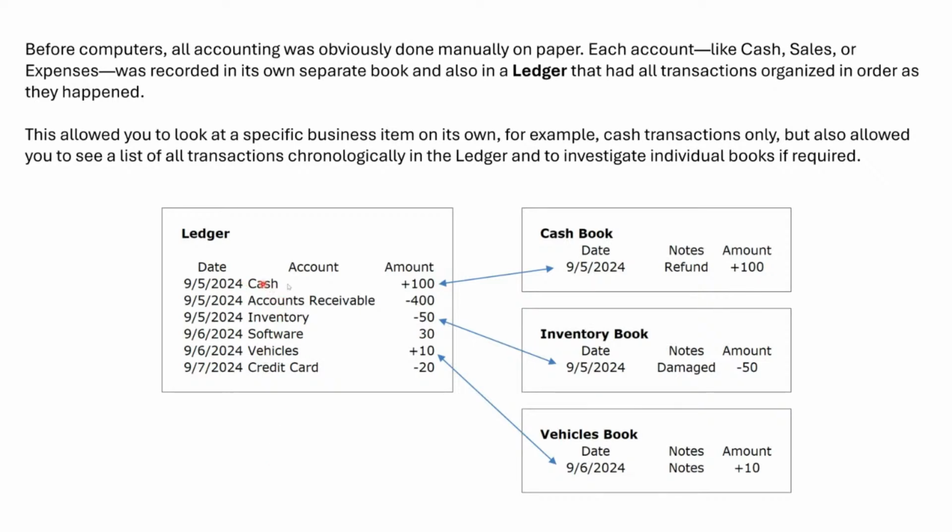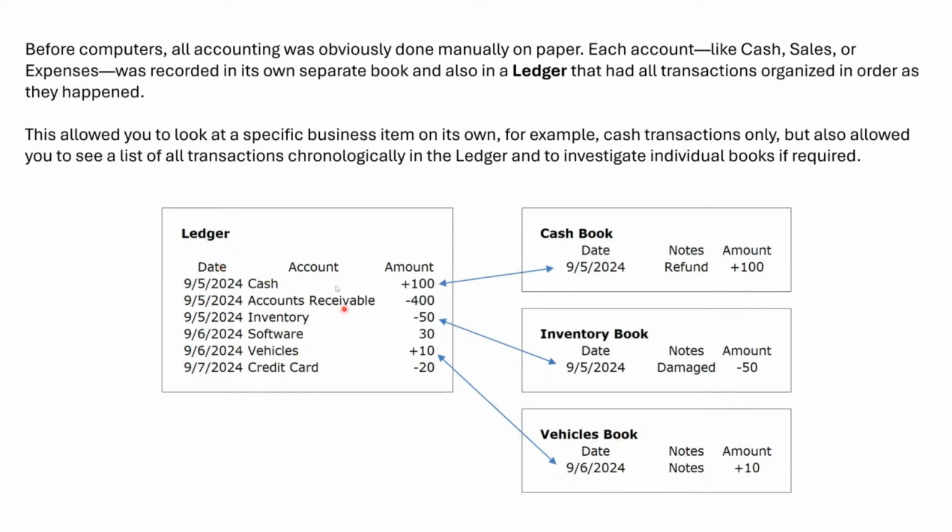Right? And for each account, you would have a separate book, right? So for example, for cash, you would have a cash book. It would be literally a paper journal, obviously, and you would record here only transactions related to cash. What the end result was and why it was useful is, I look at the ledger, I see a transaction, for example, let's say vehicles, on September 6th, plus $10. I now can go to the book and see maybe there are more details there. I can review all transactions related to vehicles in that one book.